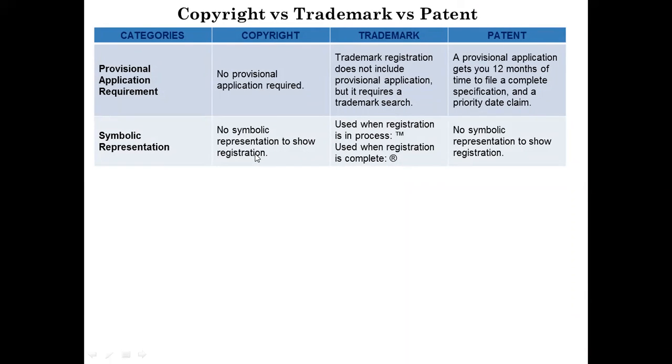Then symbolic representation is what? For copyright, no symbolic representation to show registration. And for trademark, used when registration is in process, that is TM. We have used this. And used when registration is complete, this is the R. We have very frequently seen these symbols on the product or in companies' website and logos. And for the patent, no symbolic representation to show registration.